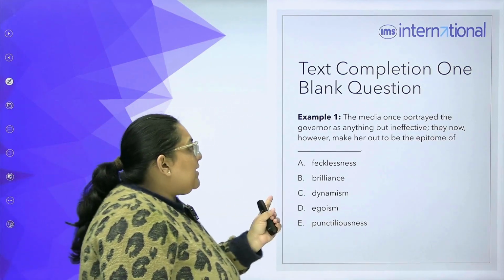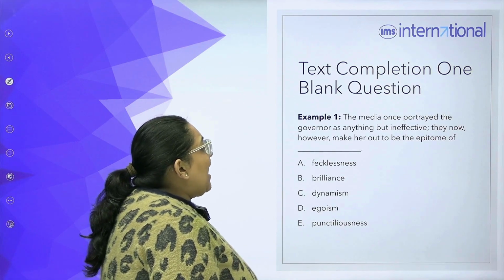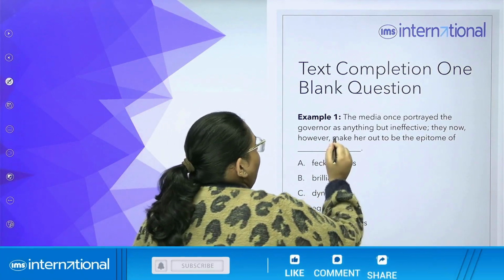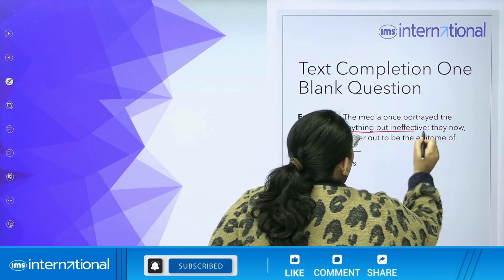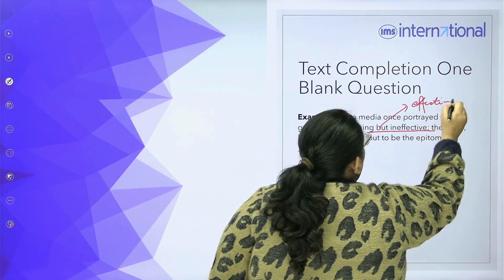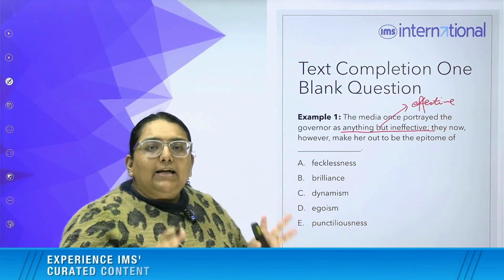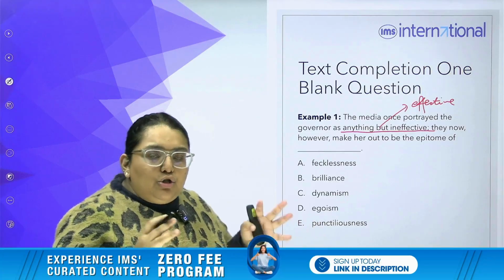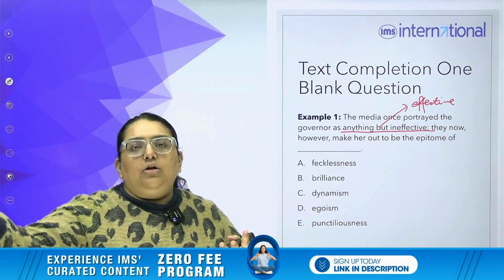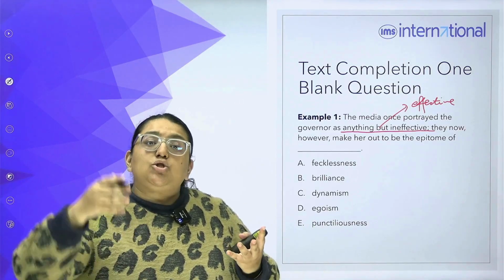Now, what is the sentence saying? The media once portrayed the governor as anything but ineffective. So, anything but ineffective. So, she was anything but ineffective means she was what? Effective? Now, this is a very common trap which you would see on the GRE, called a double negative. So, the GRE people, they are so smart. If they want to say she is beautiful, they will not say she is beautiful. They will actually say she is not ugly.